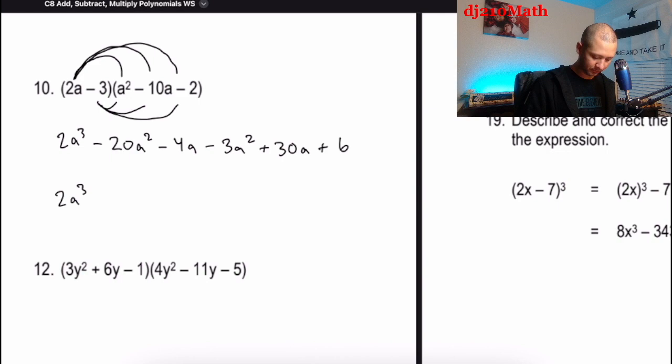2a cubed. Here's the a squared. Here's an a squared. This is going to be negative 23a squared. Here's an a. Here's an a. So positive 26a, and then the constant, plus 6.